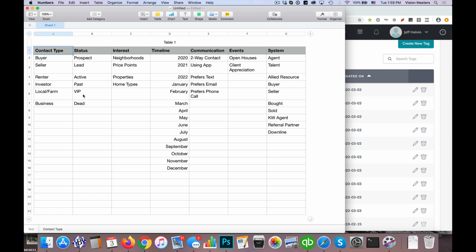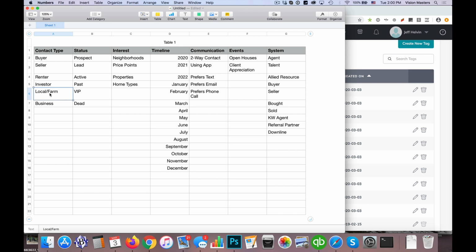Just to put it into perspective, there's a few different categories on how we look at tags. First and foremost, the contact type. Are they a buyer? Are they a seller? Are they a renter, an investor? Here we have local or farm, meaning someone you're prospecting, so you know that they live somewhere and you want to target them, but they're not a lead or anything yet. They've just signed up for some local information or something. And then of course business: our vendors, our contractors, the people that we work with and want to keep in touch with. So that's one category, the contact type.